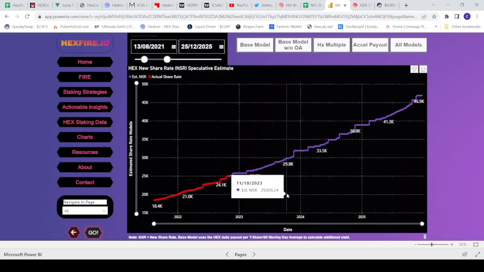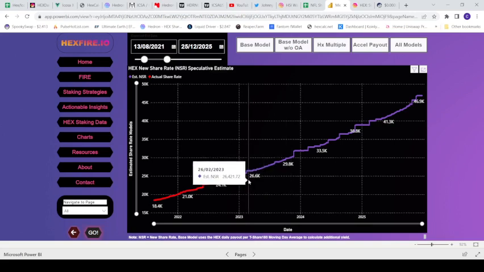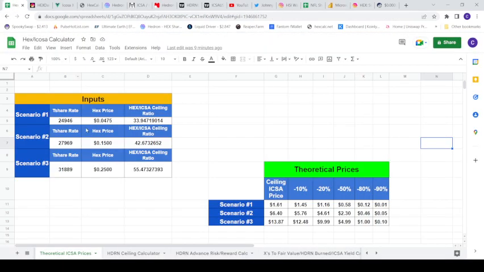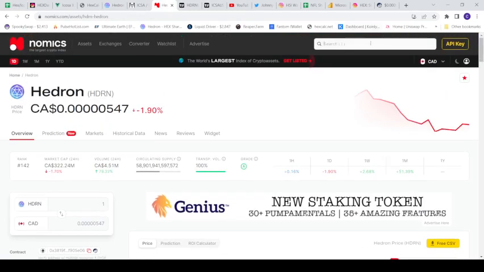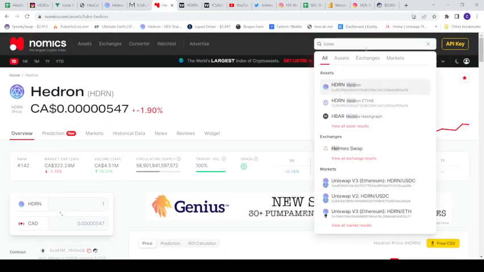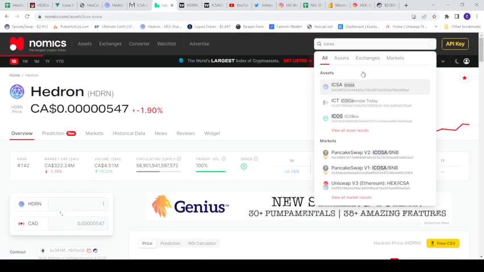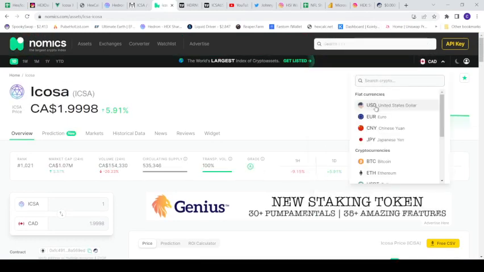But for now, I've got the Icosa calculator here. Currently the T-share rate is 24,946, and the price of hex is 4.75 cents. So the ceiling ratio is just under 34 hex per Icosa. And I'll switch this to hex.